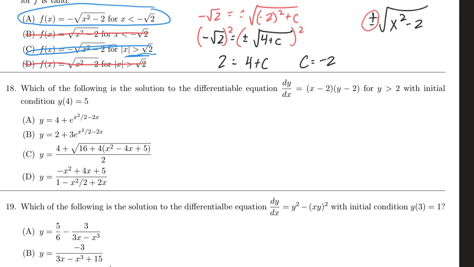All right, for this one, we're given a differential equation. We're given an initial value. I'm going to figure out its solution. So just like before, we want to get the y's on the left. So I'm going to divide both sides by y minus 2, and get the x's on the right.